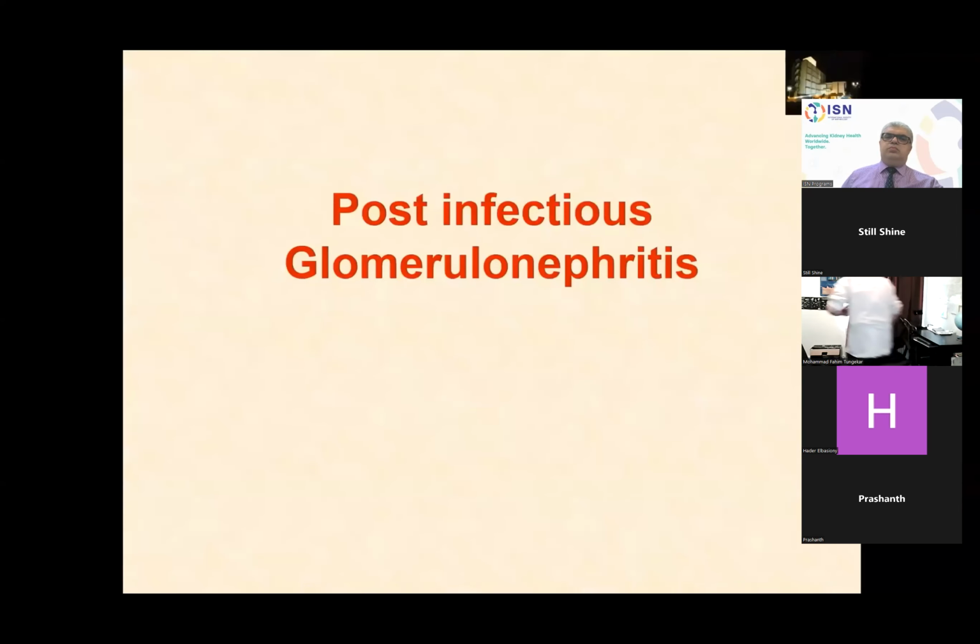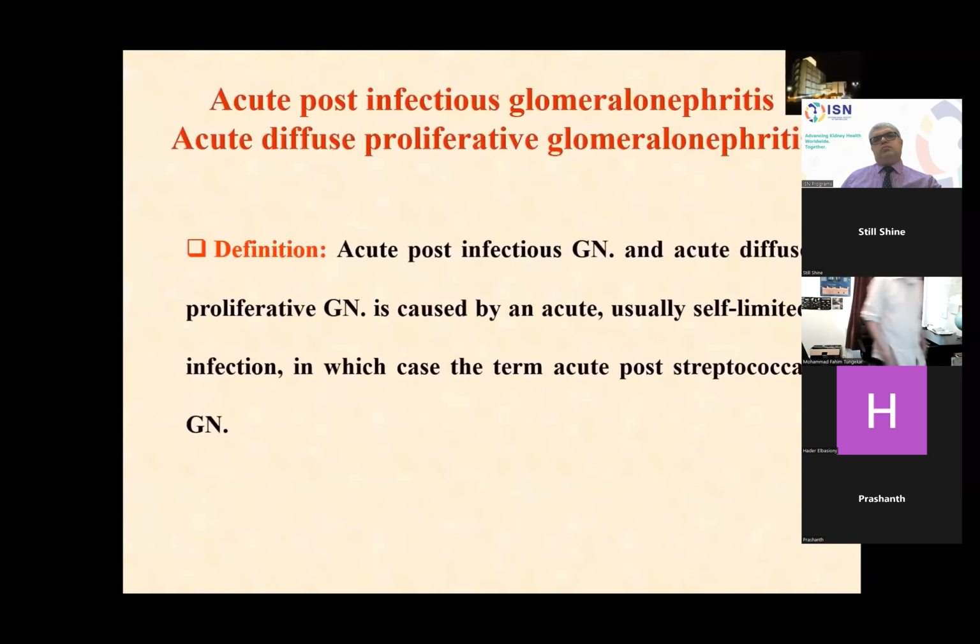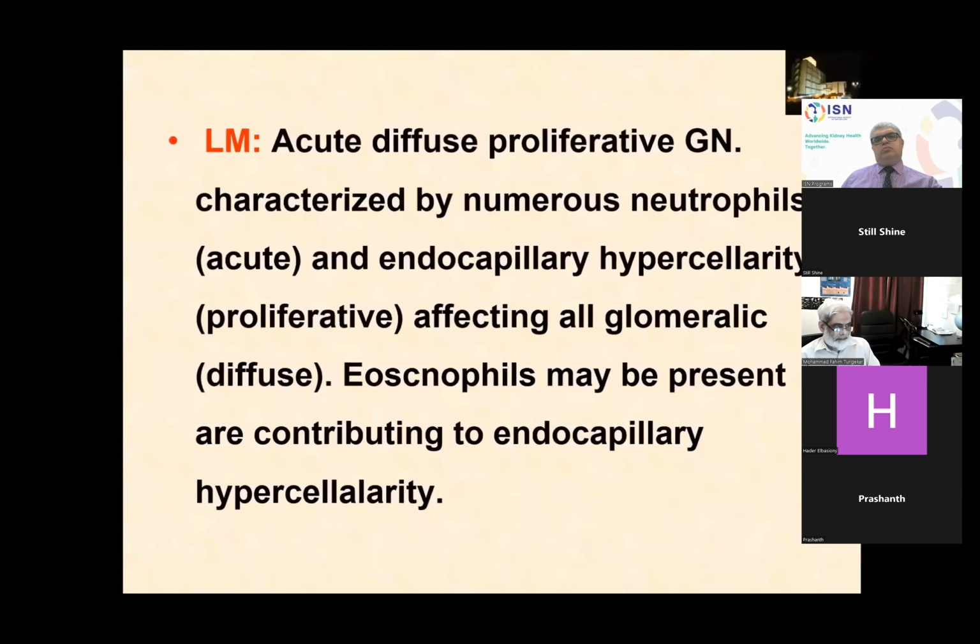The second category in the nephritic group is post-infectious glomerulonephritis or acute diffuse proliferative glomerulonephritis. It is caused by an acute, usually self-limited infection, in which case the term is post-streptococcal glomerulonephritis. It is characterized by numerous neutrophils, and here the term acute is used because of the presence of neutrophils. With endocapillary hypercellularity, the term is proliferative, affecting all glomeruli. It is diffuse.